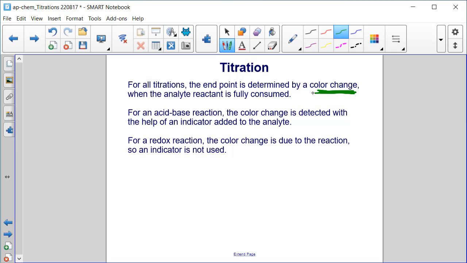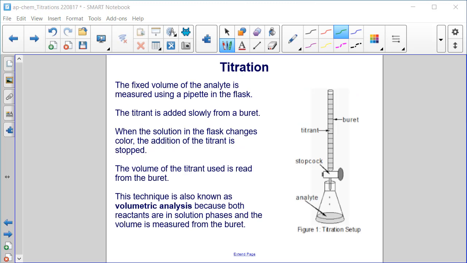For an acid-base reaction, the color change is detected with the help of an indicator that we will add to the analyte. For a redox reaction, the color change is due to the reaction itself, so an indicator is not used. So in the figure, we have the basic setup of a titration.